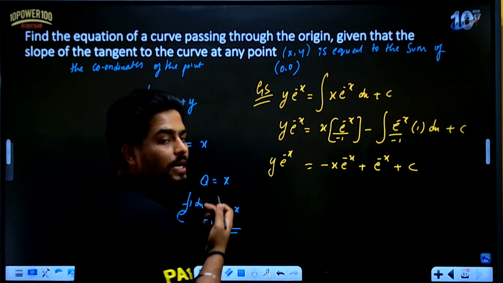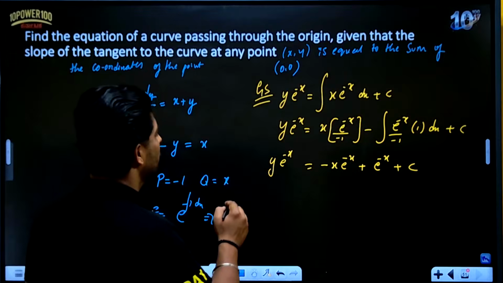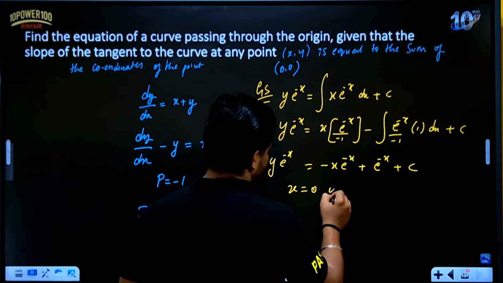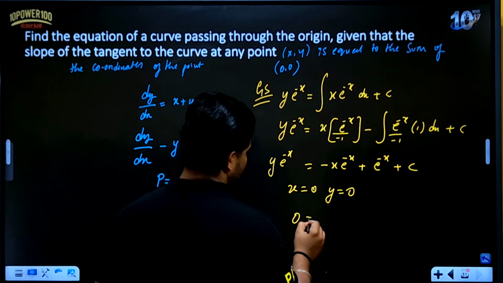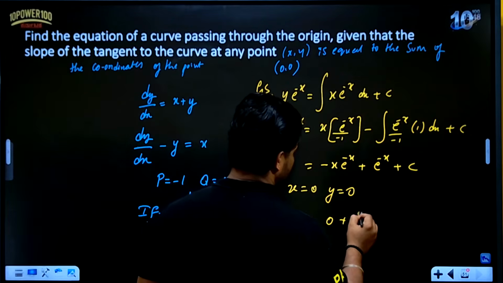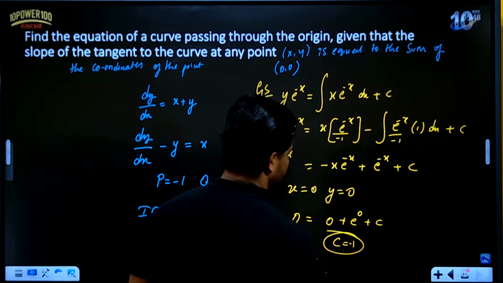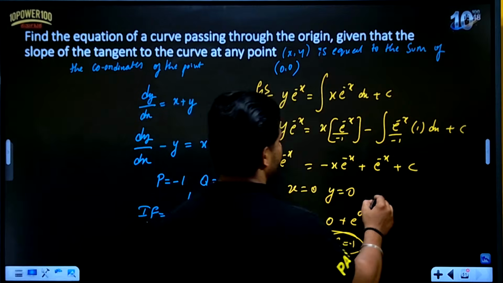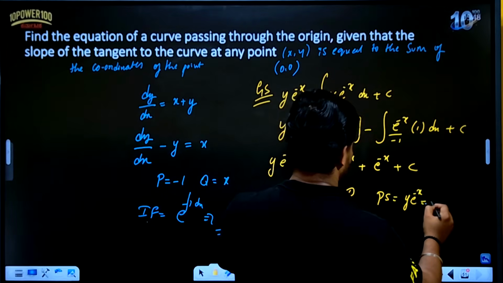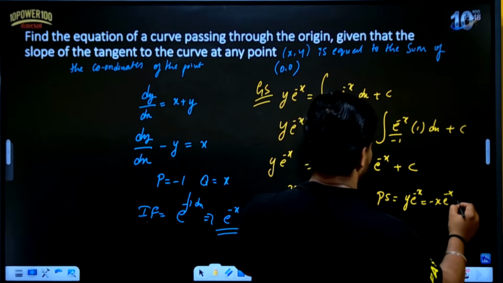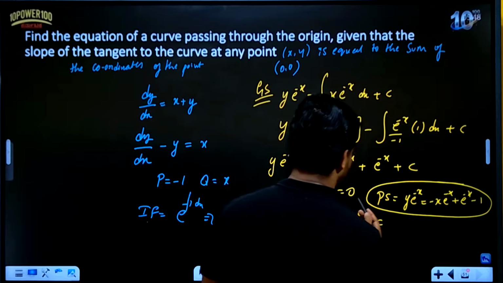This is the general solution. But they are asking for the particular solution, right? It is passing through the origin, so put x is equal to 0 and y is equal to 0. So we get 0 is equal to 0 plus e to the power 0 plus c. e to the power 0 is 1. So c value is 1, minus 1, sorry. C value is -1. So now the particular solution is y into e to the power minus x is equal to minus x into e to the power minus x plus e to the power minus x minus 1. This much is enough. This is the final answer.